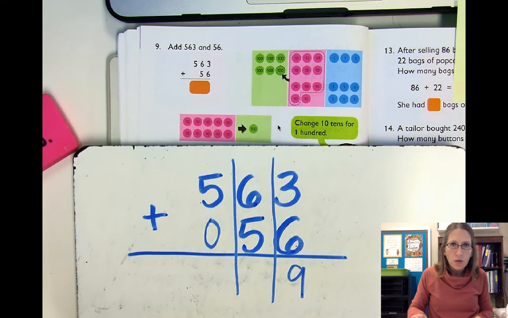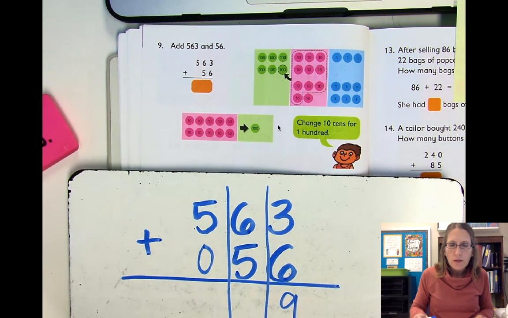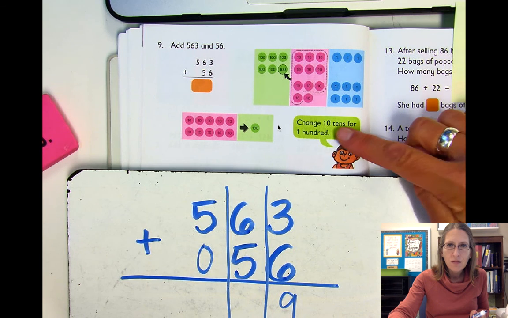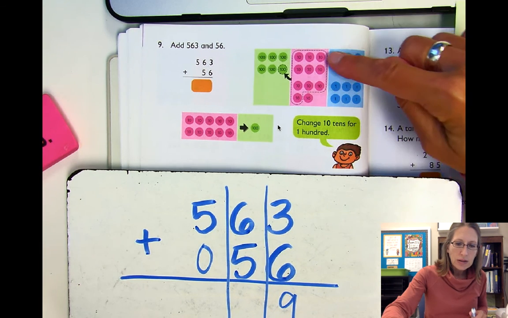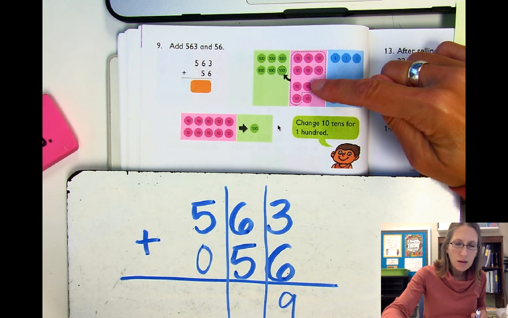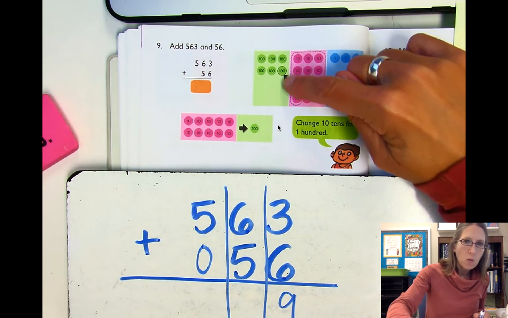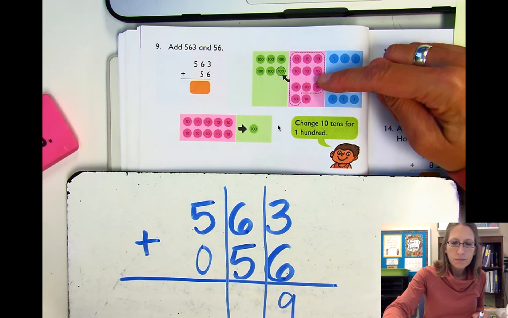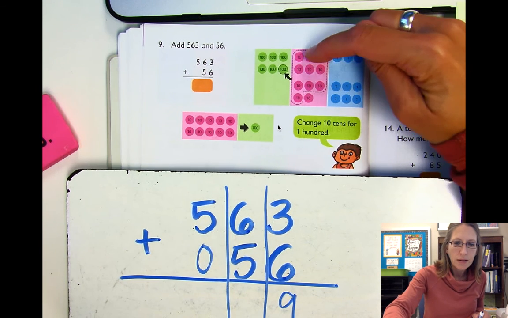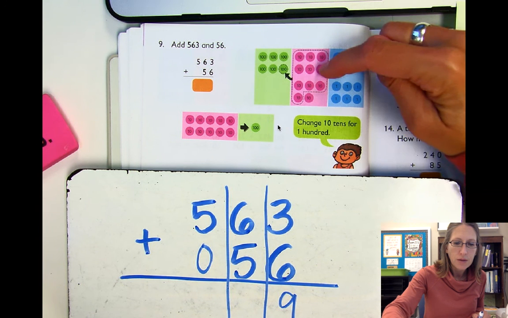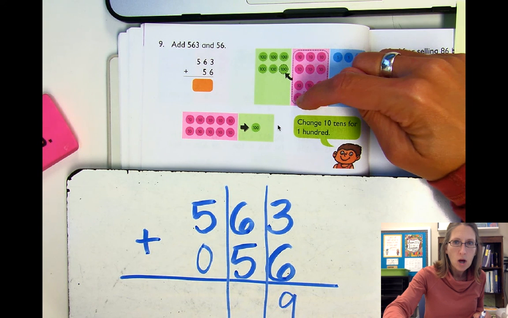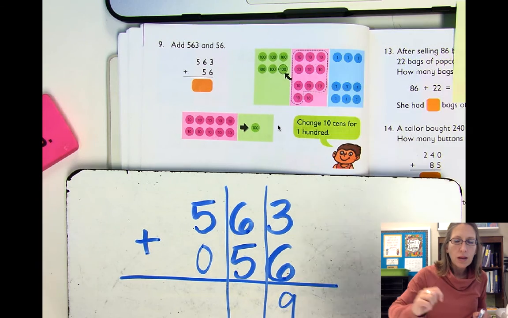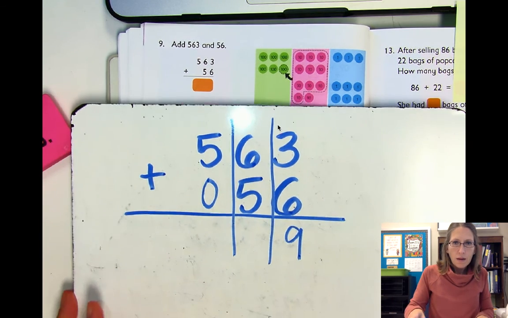So what we're going to do is what this little guy is telling us to do. He says we can change 10 tens for 100. So we can take 10 of these and rename it as 100. Is 10 tens the same as 100? Let's see. 10, 20, 30, 40, 50, 60, 70, 80, 90, 100. Yes, it is. So we're going to put that over here, and what that looks like is this.